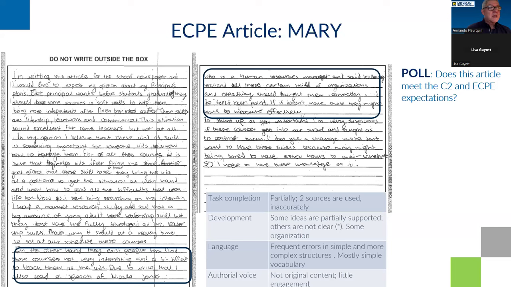Like, look at this section. "On the other hand, there exist people that find these courses not very interesting and a bit difficult to teach them to the kids due to..." What does it say? "I also read a speech of Nicole Jones, who is the human resources manager, and said being realized all these certain scale of organizations and creativity should help them correctly." So you see the difficulties here. That's not really what Nicole Jones said, and it's not really used properly in that case.